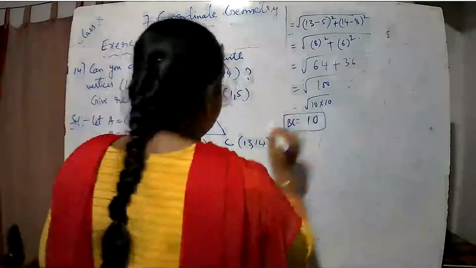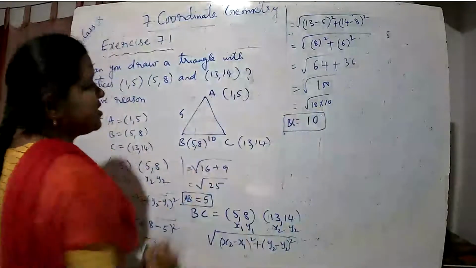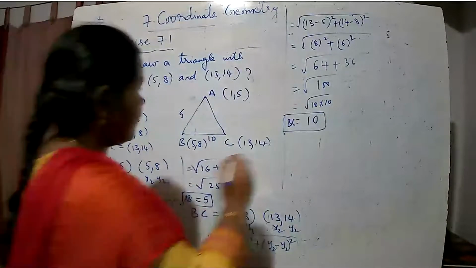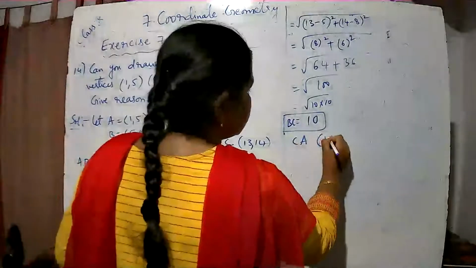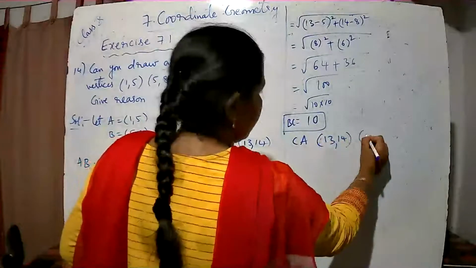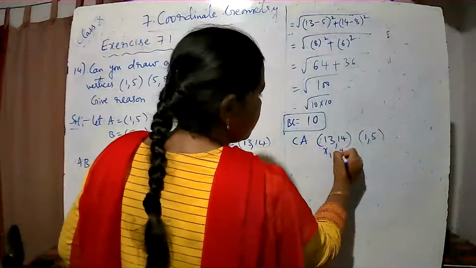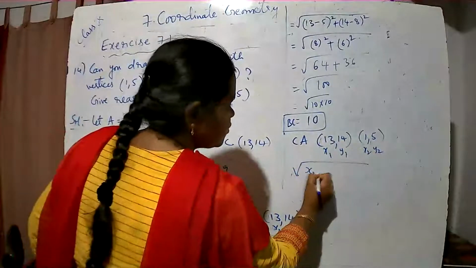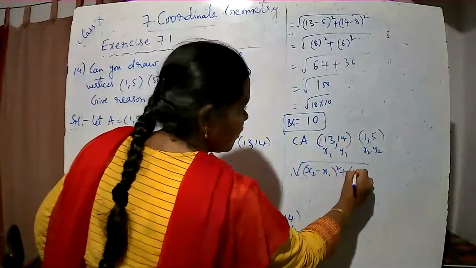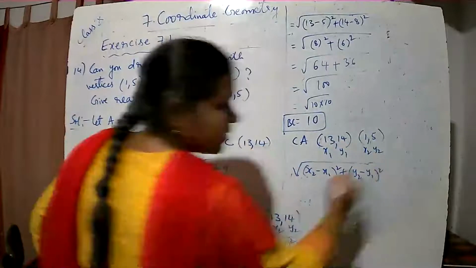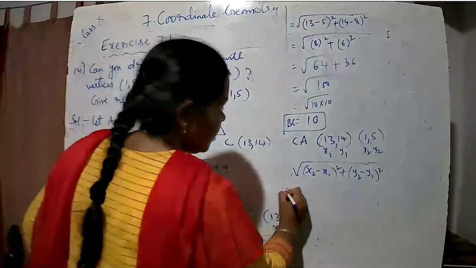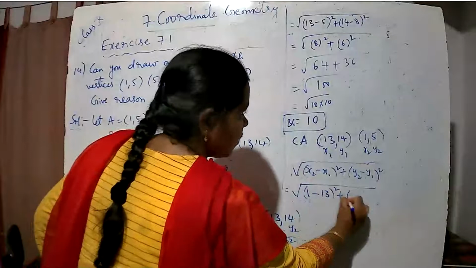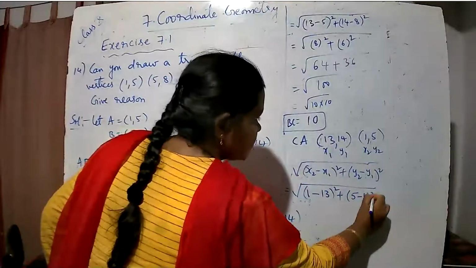This is 10 units. Then find the distance between A and C. You can write CA or AC. Anyway you can find, the distance will be the same. Okay. So CA. So this is 13, 14. Coordinates of A are 1, 5. So this is x1, y1 and x2, y2. Write the distance formula: square root of (x2 minus x1) whole square plus (y2 minus y1) whole square. Okay. So substitute the values. x2 is 1 minus x1 is 13 whole square plus y2 is 5 minus y1 is 14 whole square.